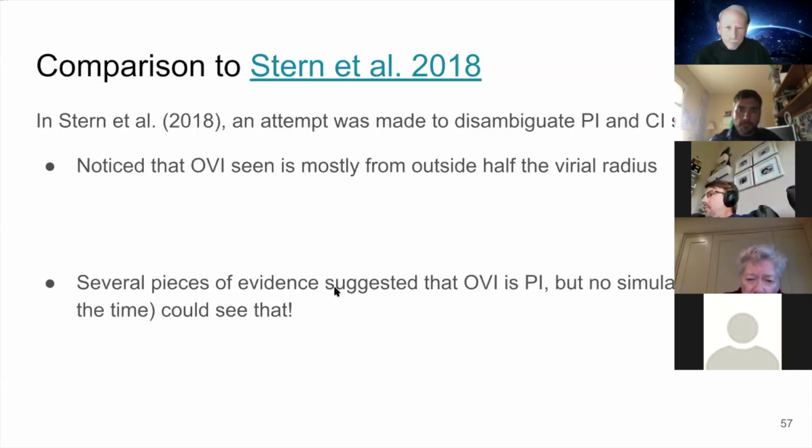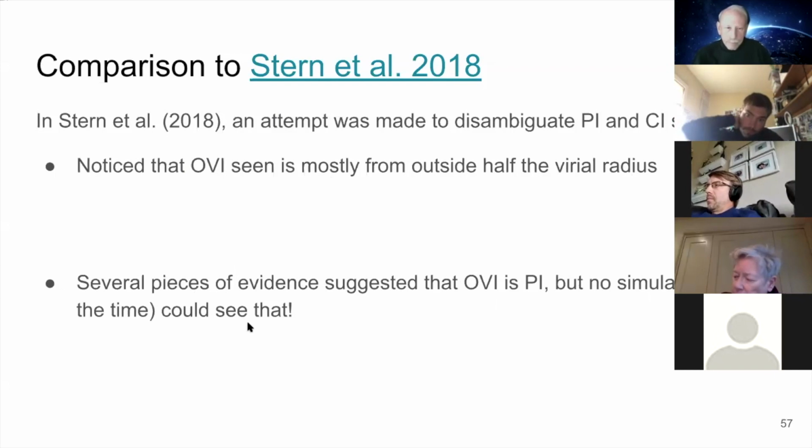And I have a slide for this next. But at the time when he wrote this, no simulations could actually see that oxygen 6 was mostly photoionized, or at least he made the point that most simulations that he saw didn't really do it, and the ones that did sort of were unphysical in other ways.